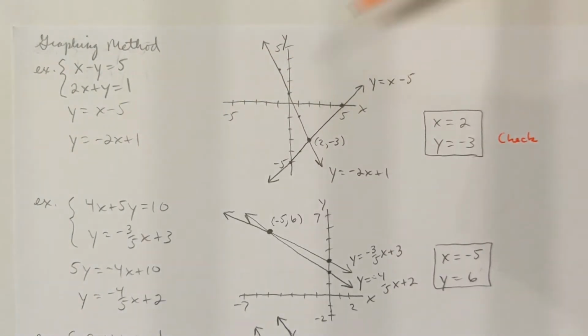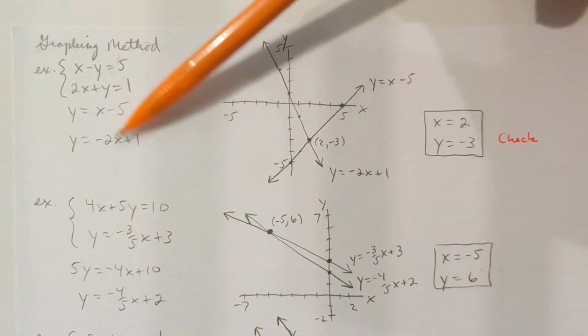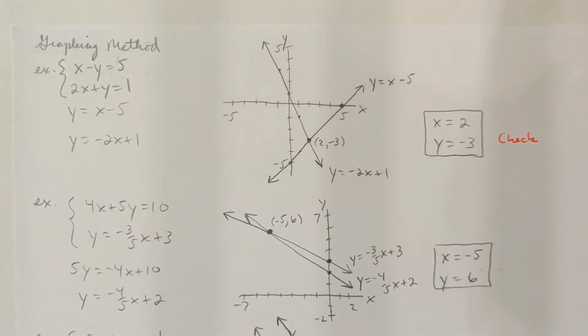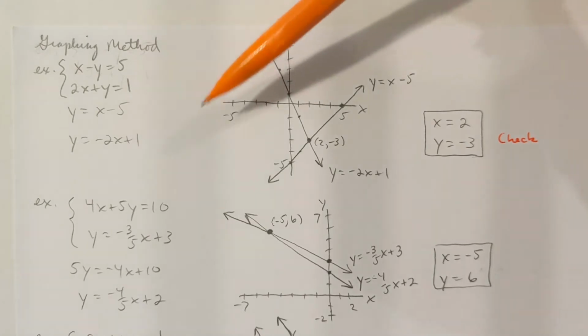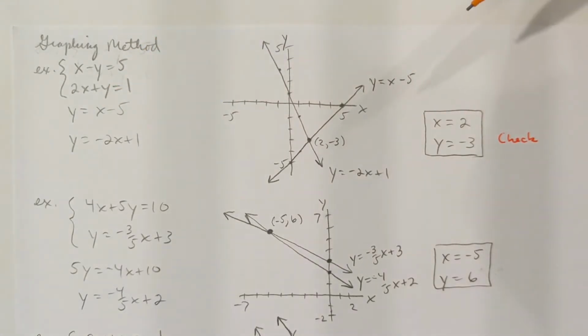That way I can graph each one of these lines by working off of the slope and the y-intercept. Same system, right? This is the same as what I originally had. I've just solved for y on each one. There's no problem with doing that. So the first line has a slope of 1 and a y-intercept at -5.